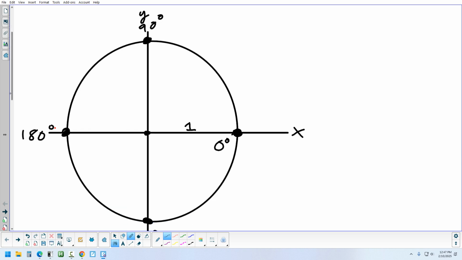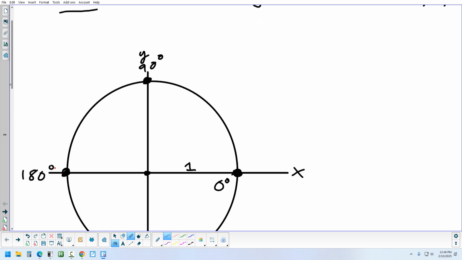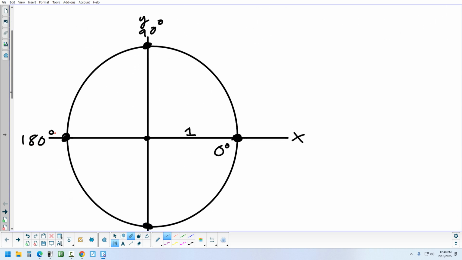Let's start with that diagram. That is the diagram of a unit circle. Unit means that the radius of the circle is 1. We did talk about a unit circle last week, but we didn't get into what we're doing now. But yes, we did bring this up last week.